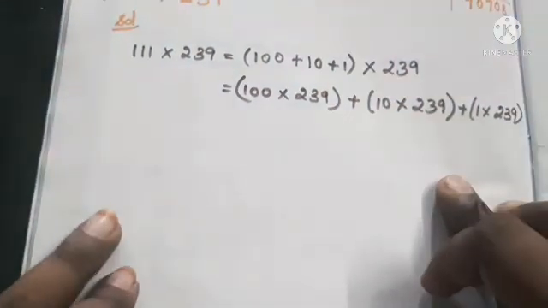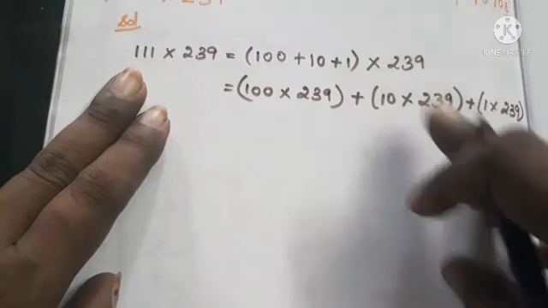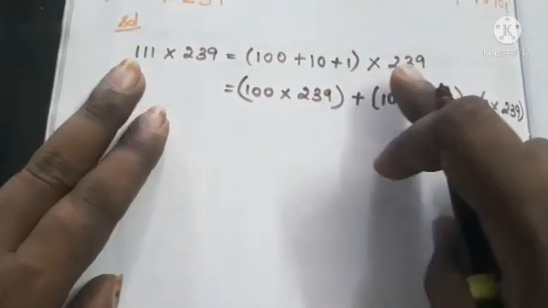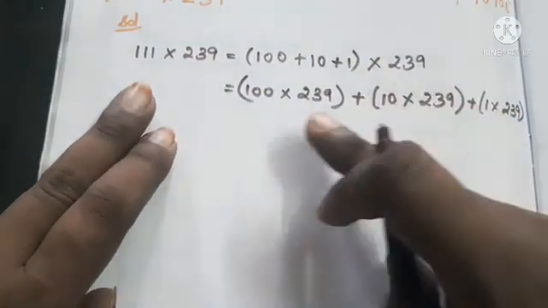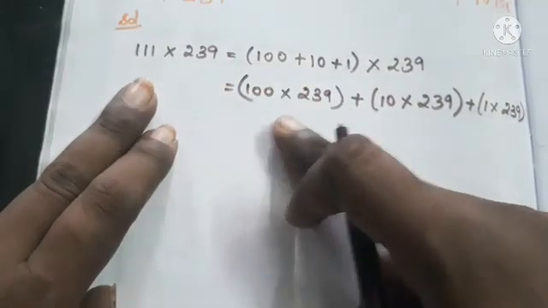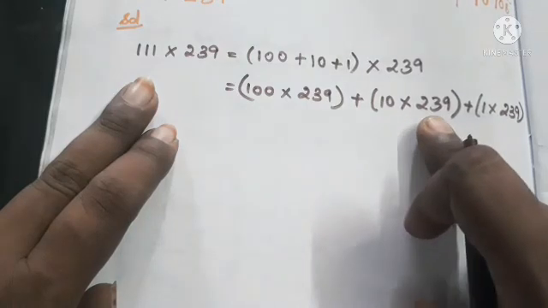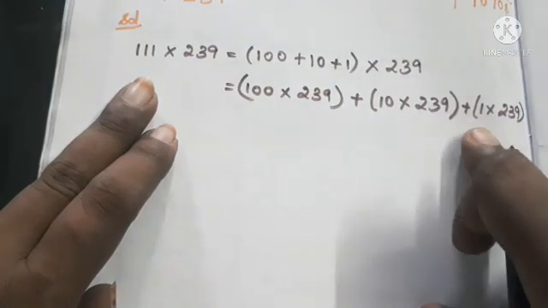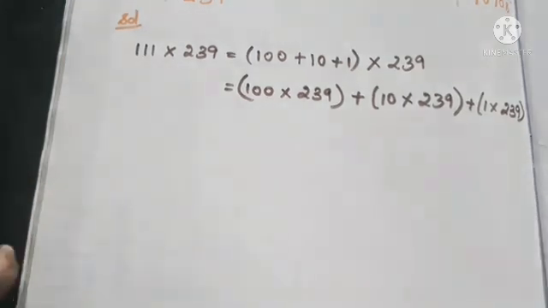Have you understood? First we have to split 111 as 100 plus 10 plus 1, and we have to multiply that number by 239. So we have written that. Next we have to write each number separately. That means 100 into 239 plus 10 multiplied by 239 plus 1 multiplied by 239. Next we can multiply the numbers.